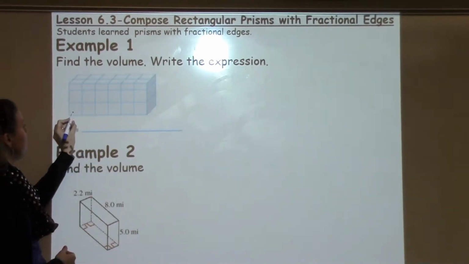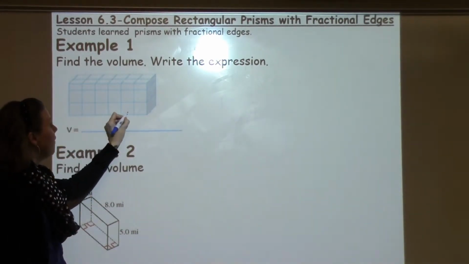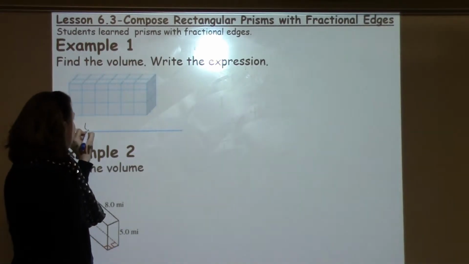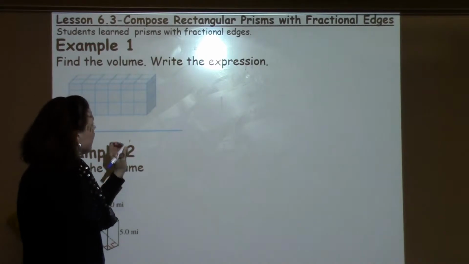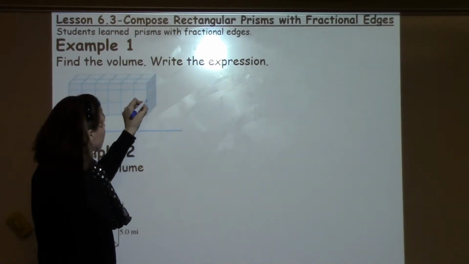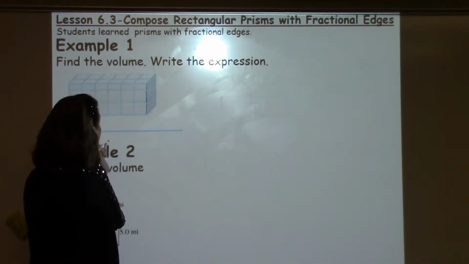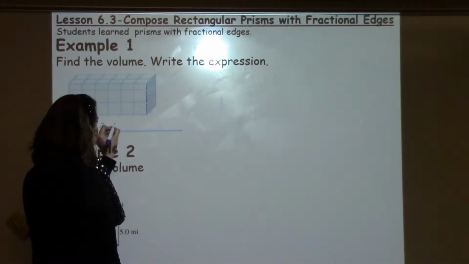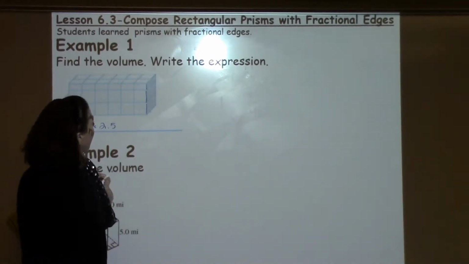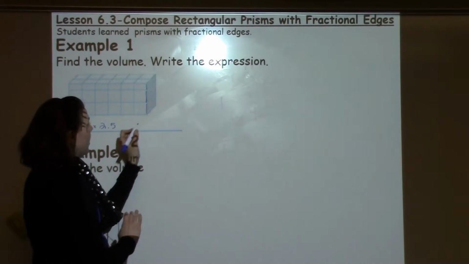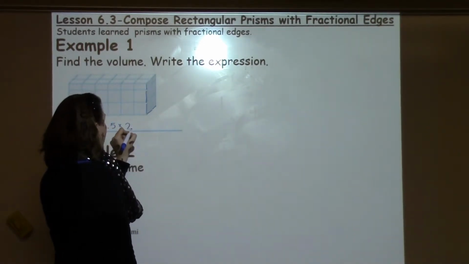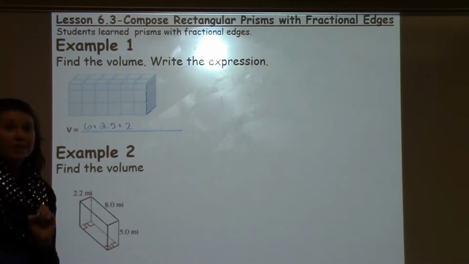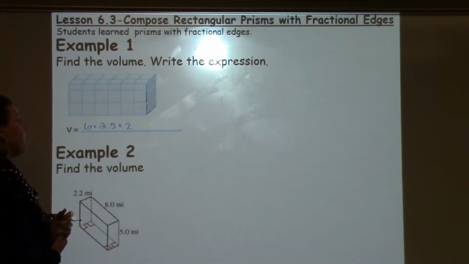So when I look at this shape, I've got 1, 2, 3, 4, 5, 6 across the bottom for my length. My height is 1, 2, and then I've got a half, so I'm going to write 2 and a half as a decimal. And then I need to go to my width, which I've got 1, 2. As we talked about in an earlier lesson, it doesn't matter which order you multiply these in.